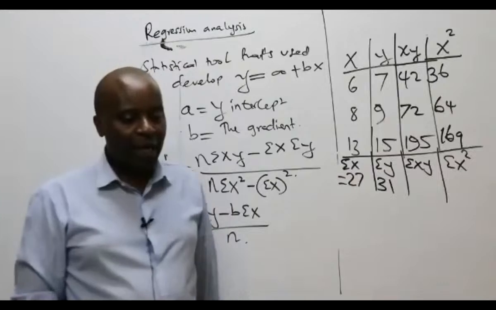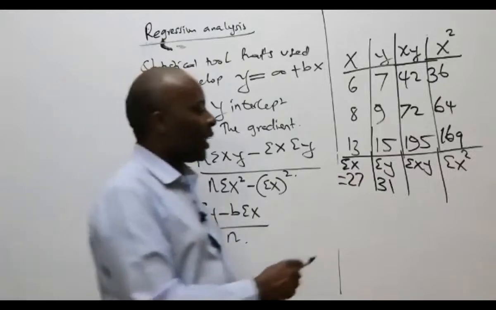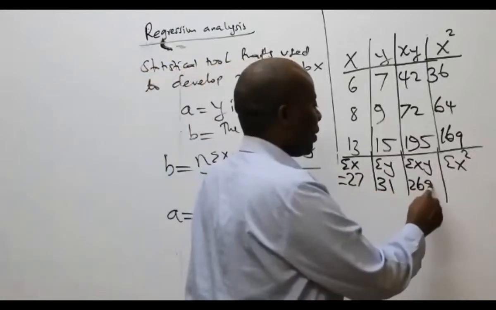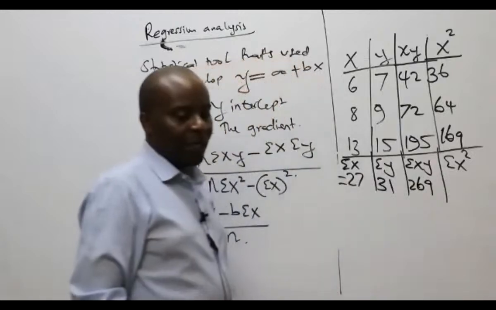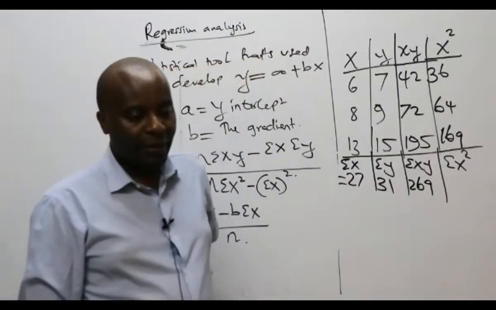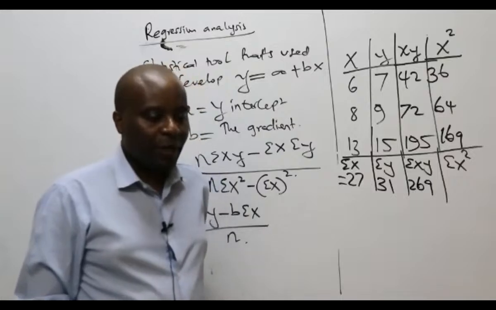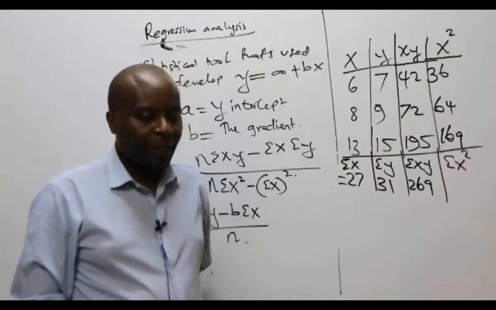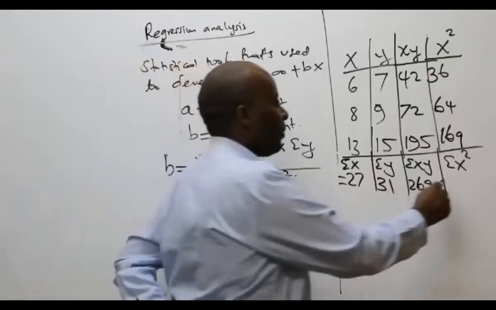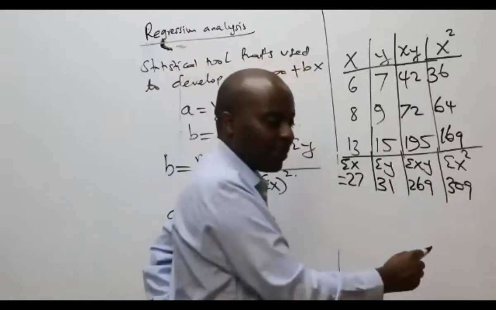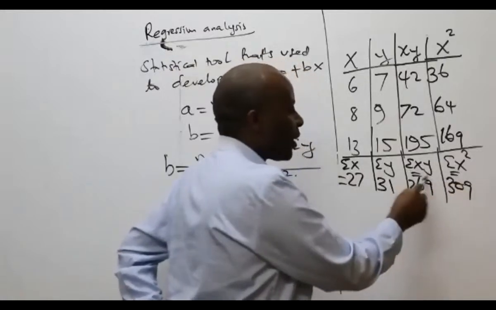How about the third one, summation of xy? Sharon tells me it is 269. Summation of x squared. What do we have under summation of x squared? 309. Thank you very much. So remember that these are summations, summations like that.